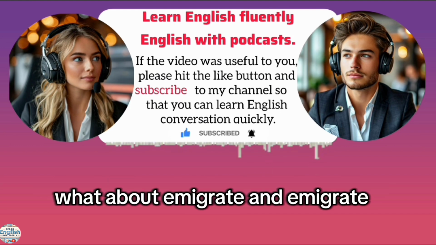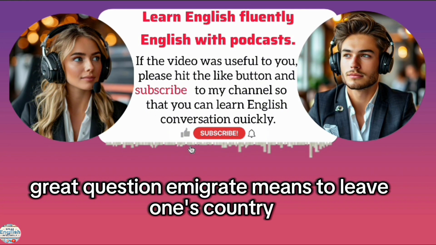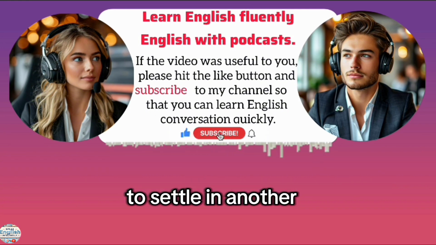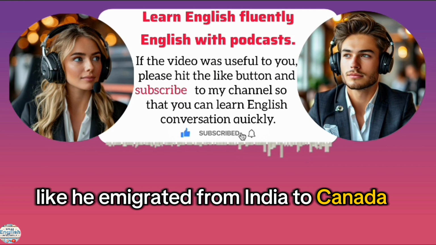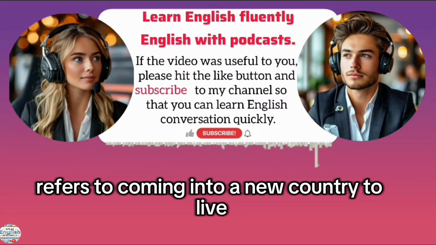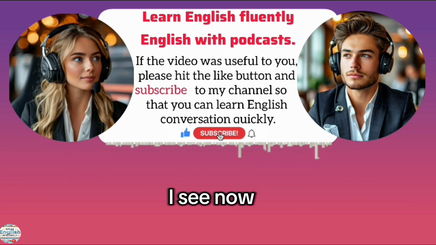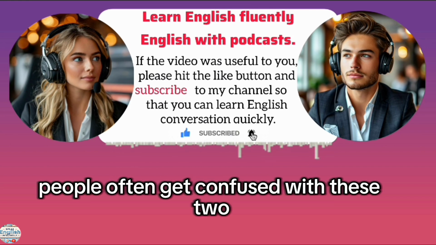What about emigrate and immigrate? I often see these two mixed up. Great question. Emigrate means to leave one's country to settle in another, like he emigrated from India to Canada. Immigrate, on the other hand, refers to coming into a new country to live, like they immigrated to the United States. I see now. How about fewer and less? People often get confused with these two.